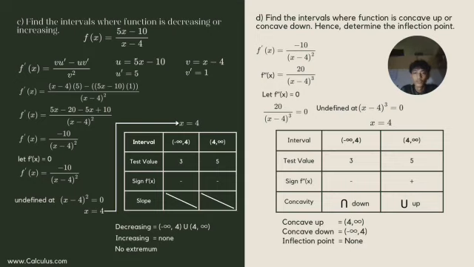So our test value for negative infinity to 4 is 3, and for 4 to infinity is 5. After inserting these into the function, we got a negative sign on negative infinity to 4 and a positive sign on 4 to infinity. So it is concave down for negative infinity to 4, and concave up for 4 to infinity. For this function, we don't have an inflection point.